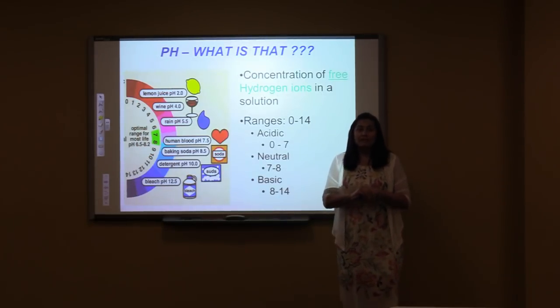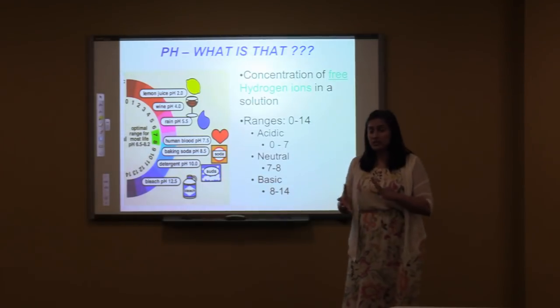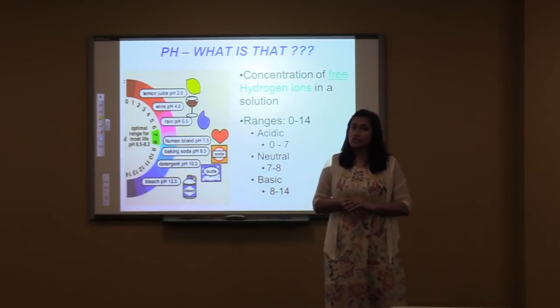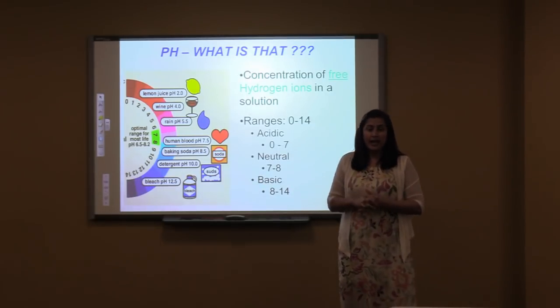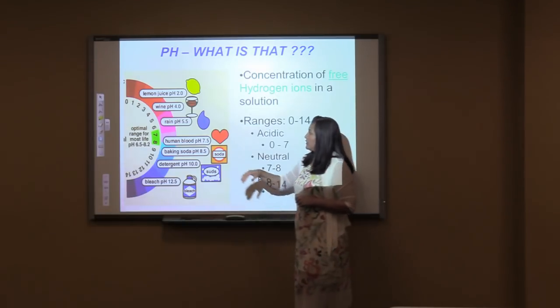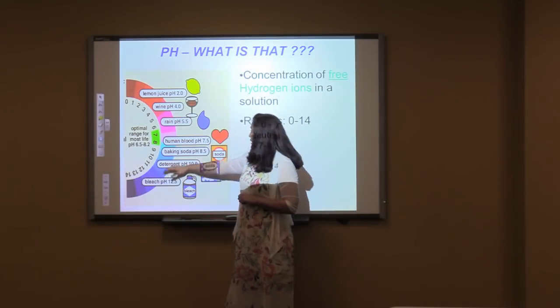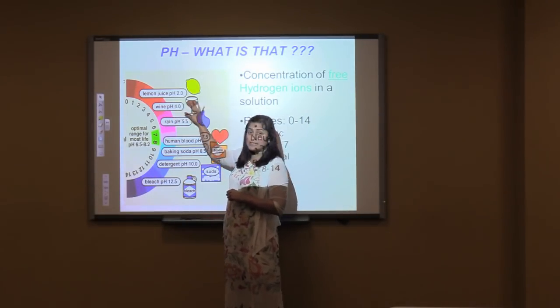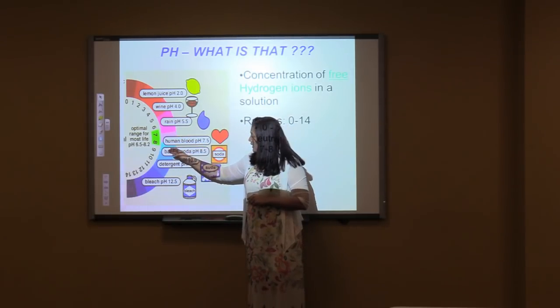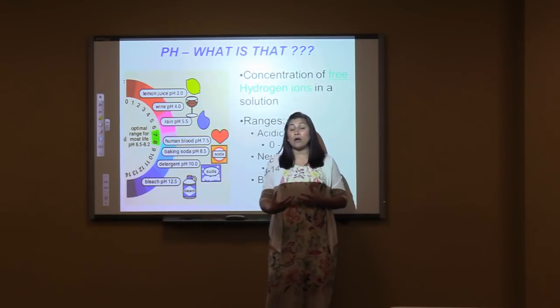The last thing that I want to talk about in this chapter, the respiratory system, is the acid-base disorders. Before we understand the acid-base disorders, a quick review on the pH. The pH scale ranges from 0 to 14. 0 to 7 is acidic. 7 to 8 is neutral. And 8 to 14 is basic or alkaline.